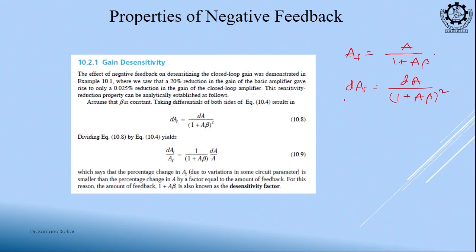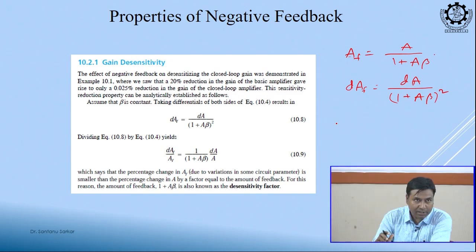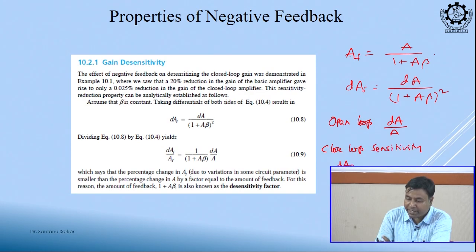Now, what was our open loop sensitivity? What is sensitivity? The change divided by the total amount. Okay. So, open loop sensitivity was dA by A, and what is our closed loop sensitivity? dAf divided by Af. So, dAf we already know, we will divide it by Af. So, what will we get?